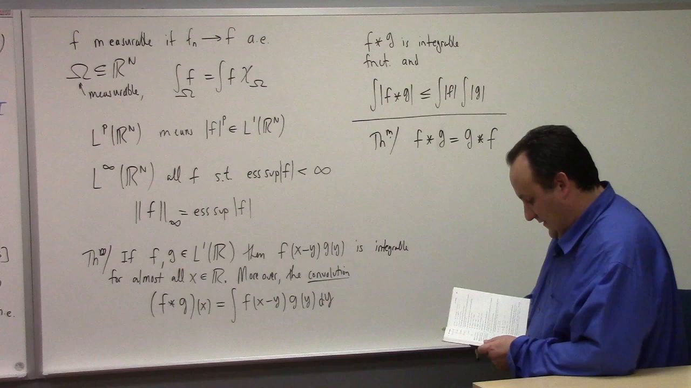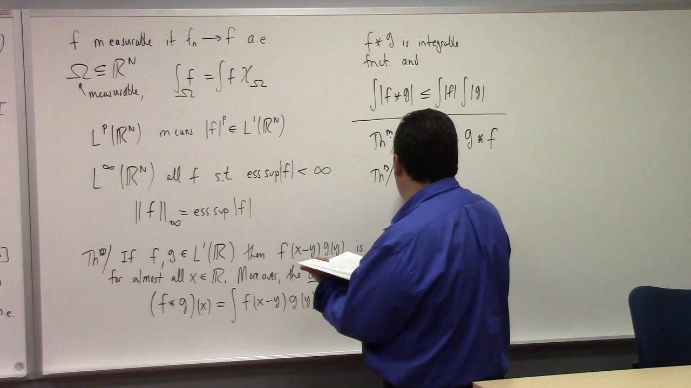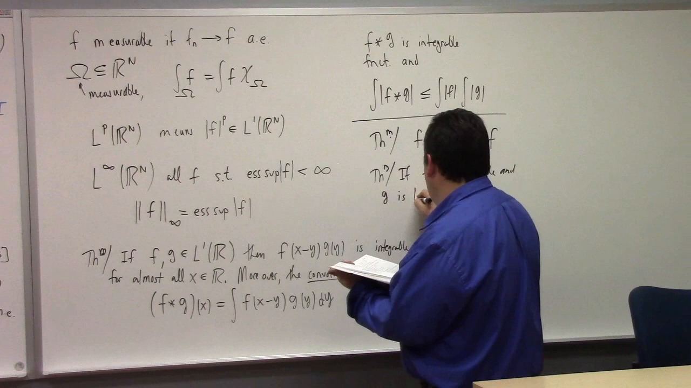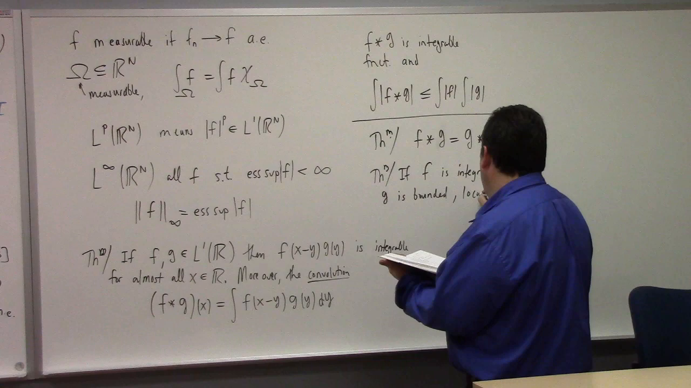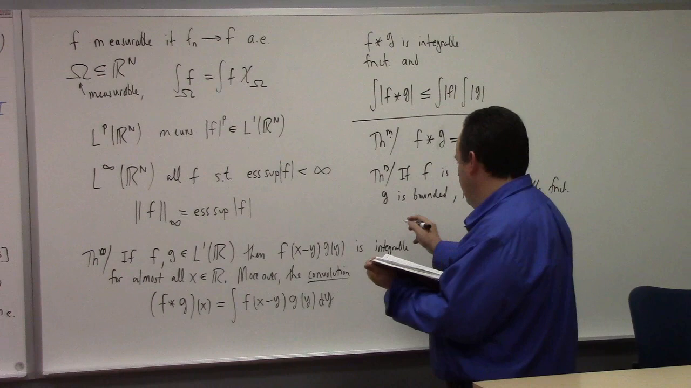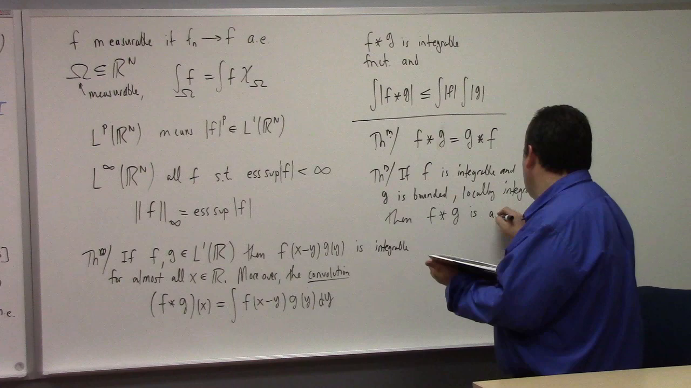And then he finally tells us, let me write this down, theorem: if f is an integrable function and g is a bounded, locally integrable function, then the convolution is a continuous function. I thought he was going to tell me it's integrable, but I guess we already knew that.